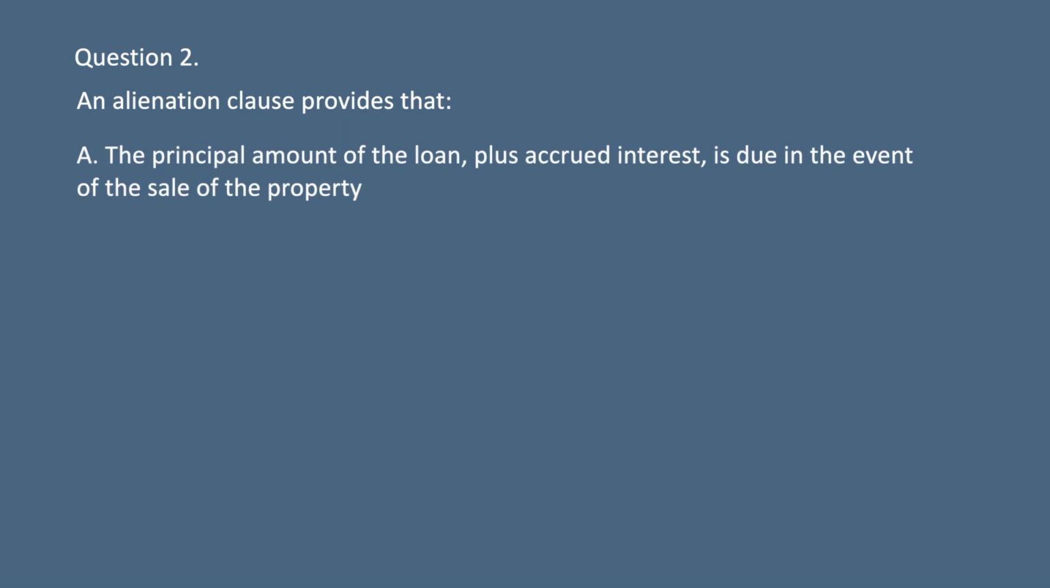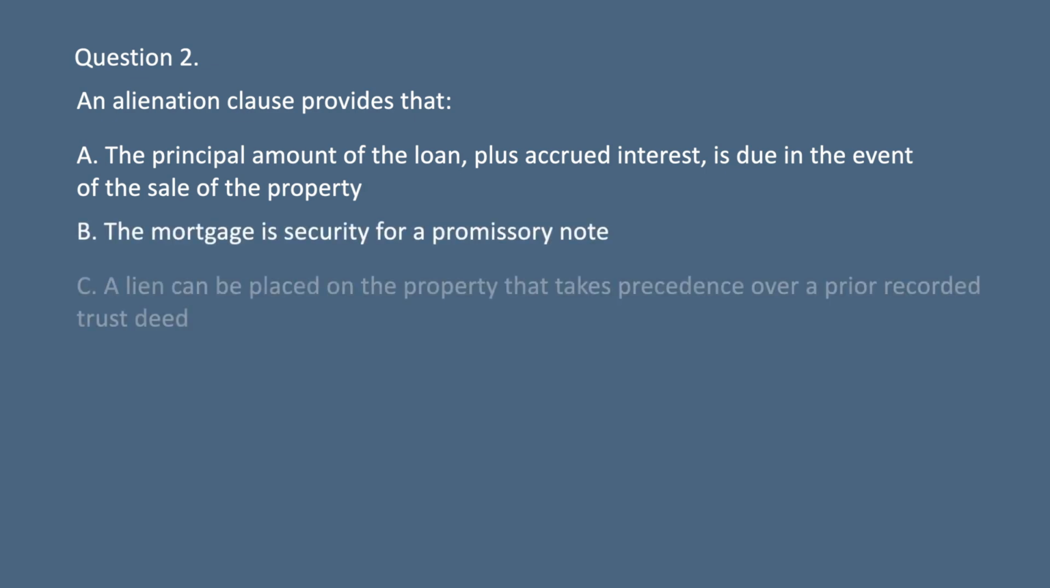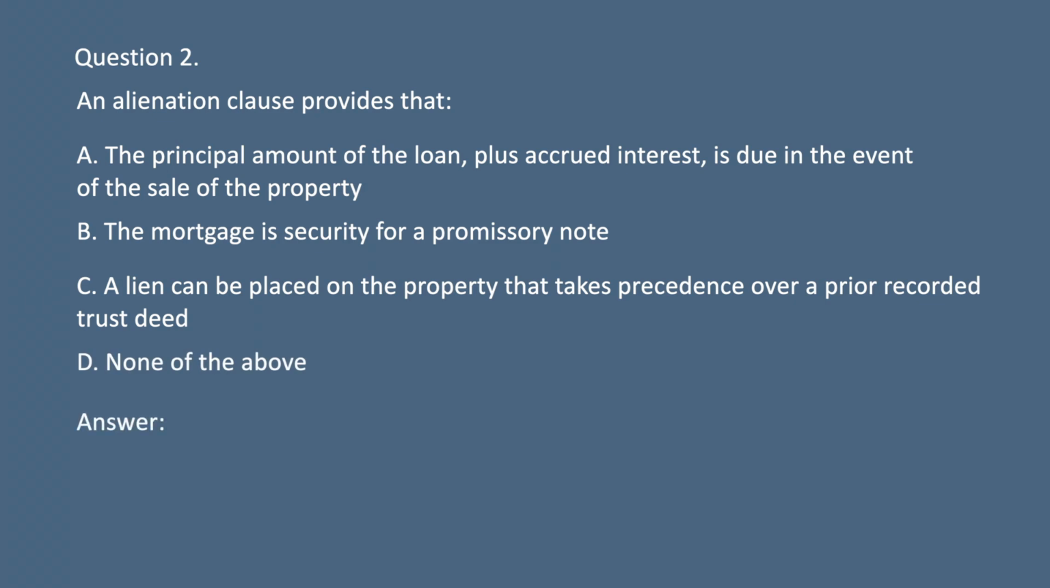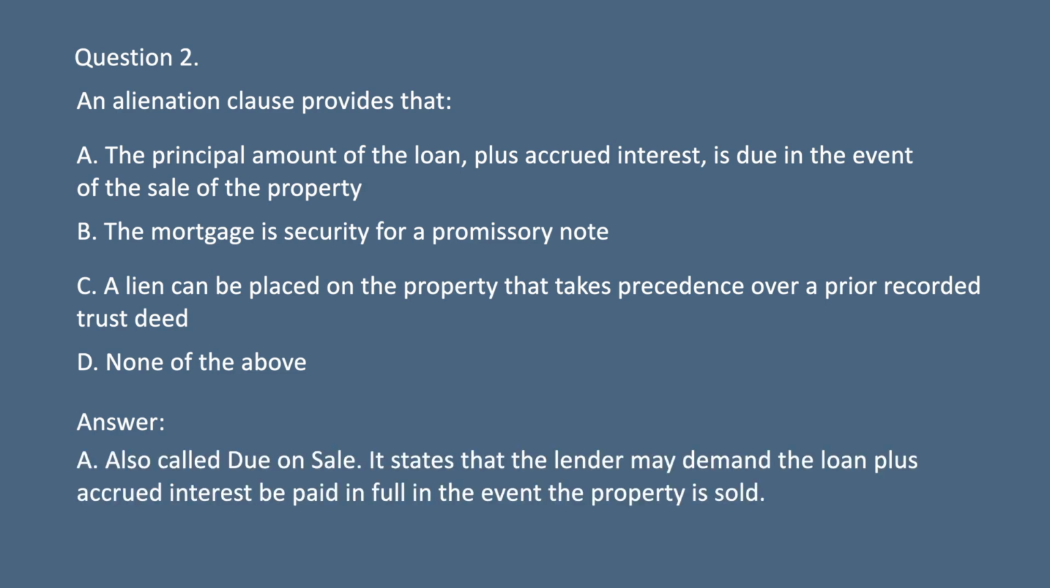Question 2. An alienation clause provides that: A. The principal amount of the loan, plus accrued interest, is due in the event of the sale of the property. B. The mortgage is security for a promissory note. C. A lien can be placed on the property that takes precedence over a prior recorded trust deed. D. None of the above. Answer: A. Also called due on sale. It states that the lender may demand the loan plus accrued interest be paid in full in the event the property is sold.